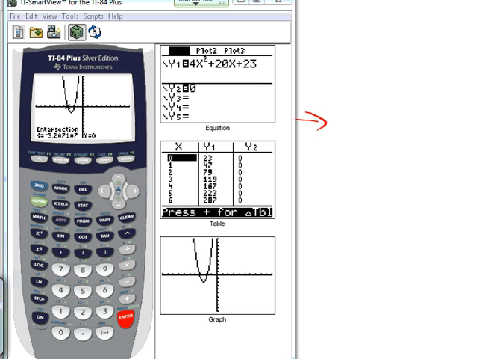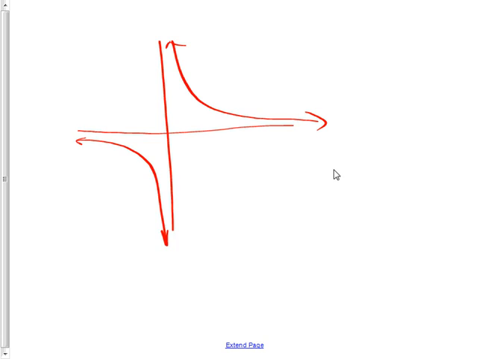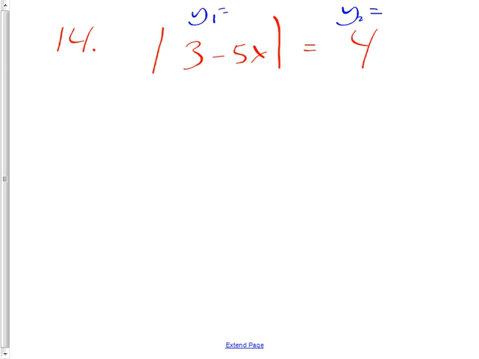I'm going to just make sure before I hang up on the video here. There is one more kind that might confuse you. Hit number 14 before I stop the vid. Number 14. It's still graph both sides and see where they cross. Okay. But how do you graph absolute value of 3 minus 5x equals 4? This side's easy. Your y1 is not easy. Your y2 is very easy. y2 equals 4. Duh, easy.